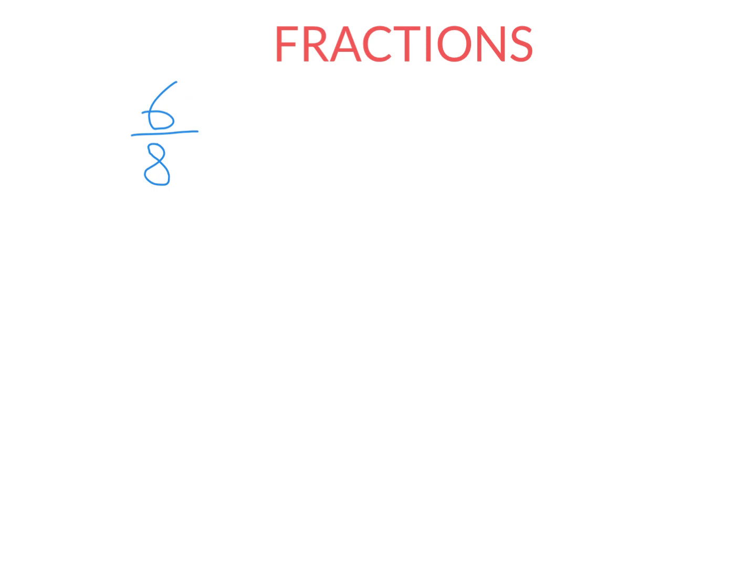Of course, we normally wouldn't write a fraction like 6 over 8 because it can be simplified. 6 over 8 and 3 over 4 are equal. That means they have the same value. They're both equal to 0.75. But 3 over 4 is said to be simpler because it has lower numbers in the numerator and denominator.